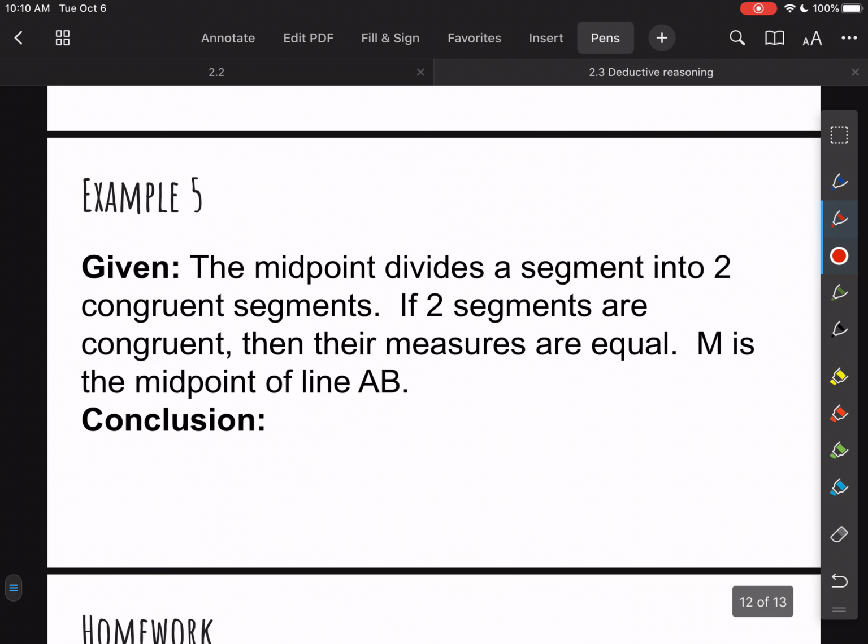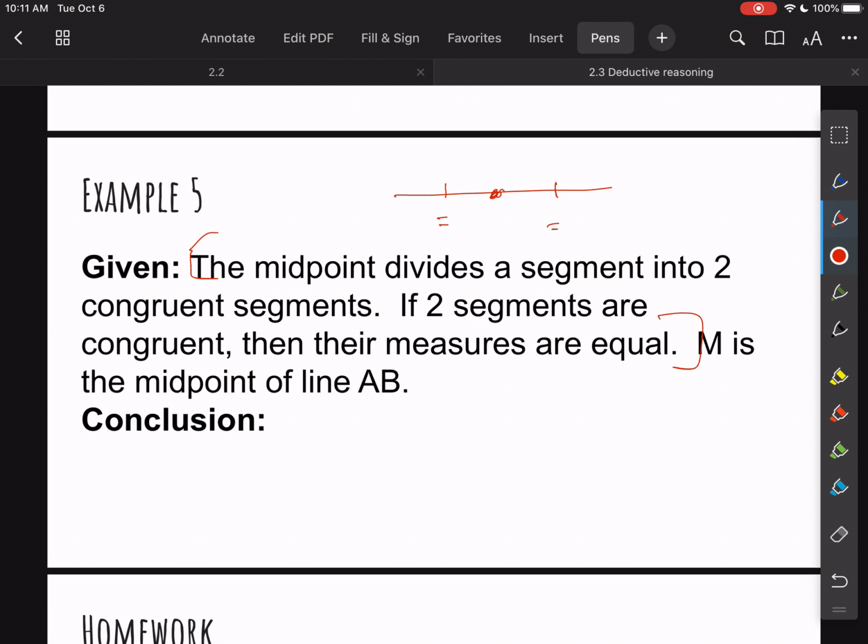For example 5, given the midpoint divides a segment into two congruent segments, if two segments are congruent, then their measures are equal. M is the midpoint of line AB. So in example 5, they want us to come up with a conclusion given this statement. The midpoint divides a segment into two congruent segments. If we think about that, here's the midpoint. It divides this and this into two congruent segments. If two segments are congruent, then their measures are equal.